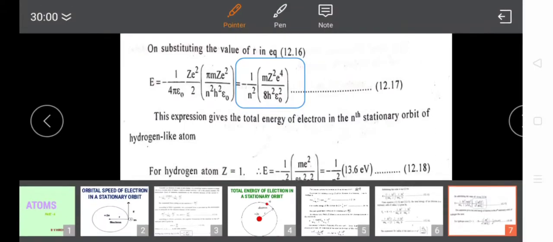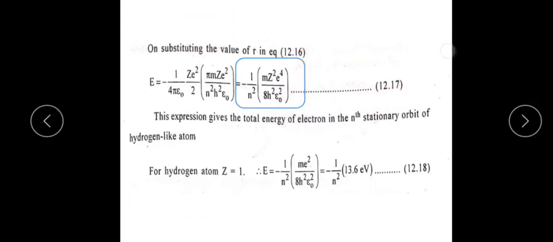So this is an expression for the total energy of the revolving electron in the nth orbit. E is equal to minus 1 divided by n square into m Z square e raised to 4 divided by 8 h square epsilon naught square. This is equation number 12.17. This is an expression for the total energy of the revolving electron in the nth stationary orbit.